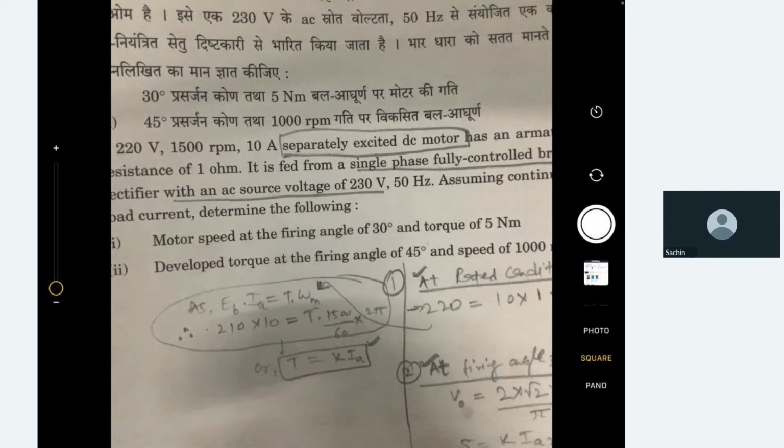Okay, yeah, it can be done, I think, because we will get the output voltage of that rectifier, and then we can find the back EMF, and then the mechanical power. Yeah. It is doable.